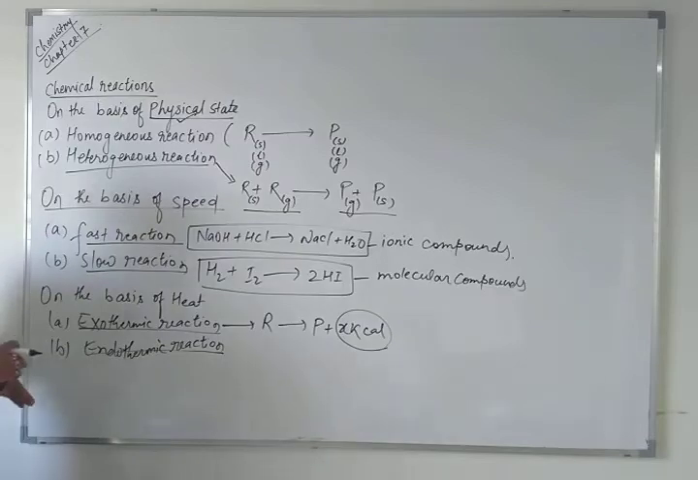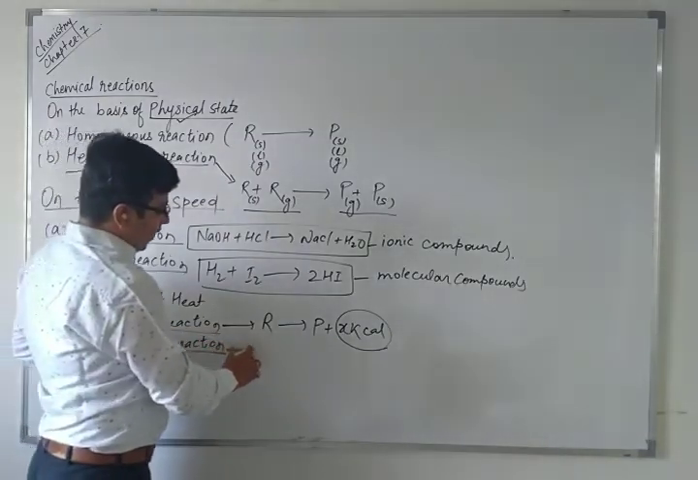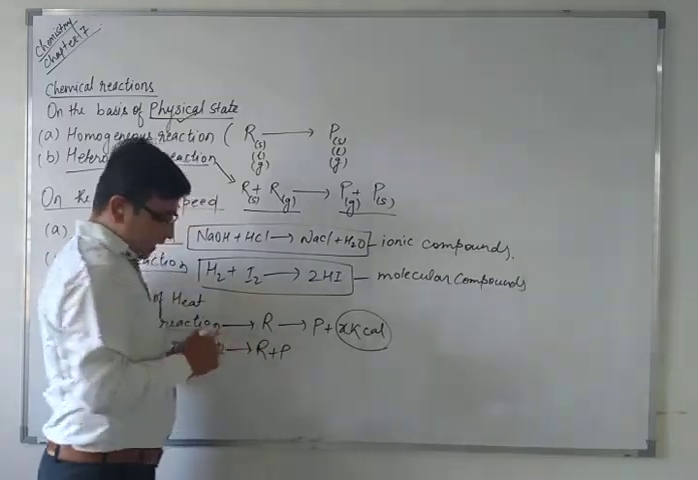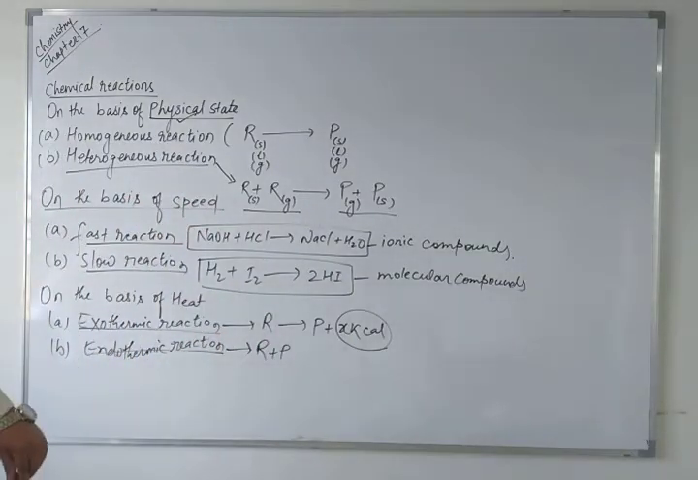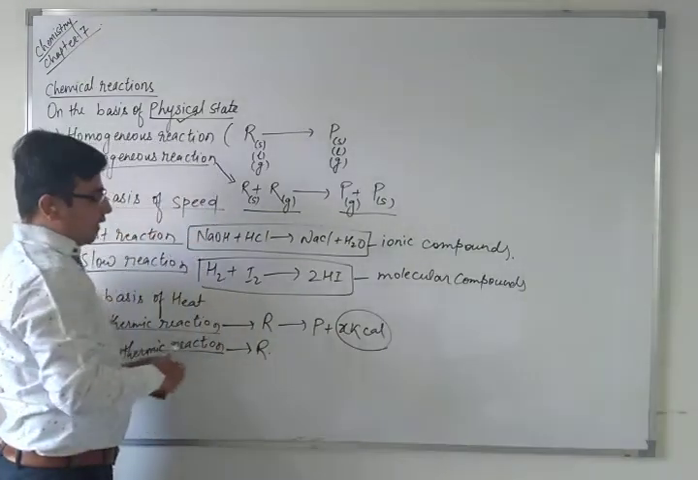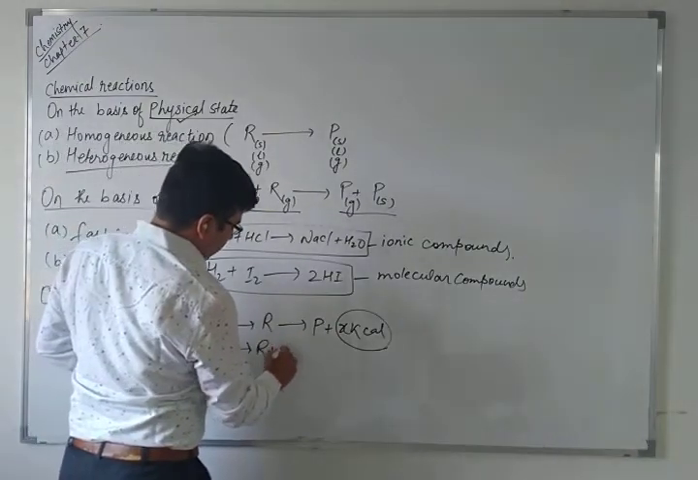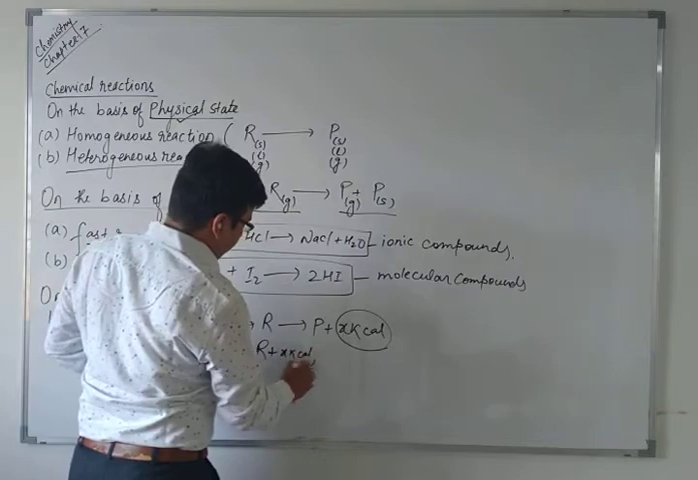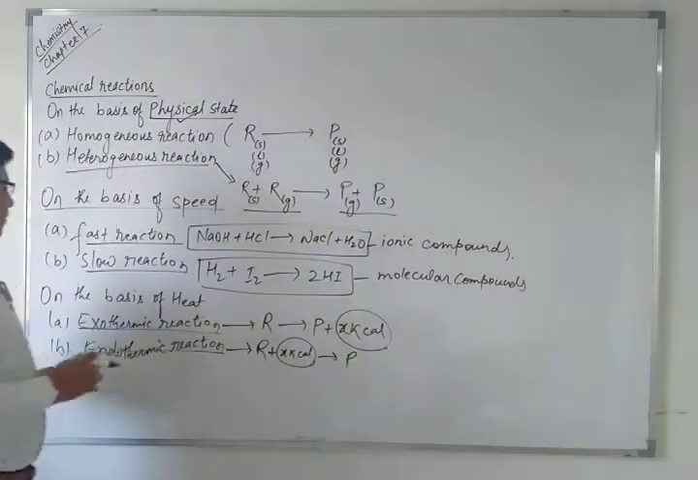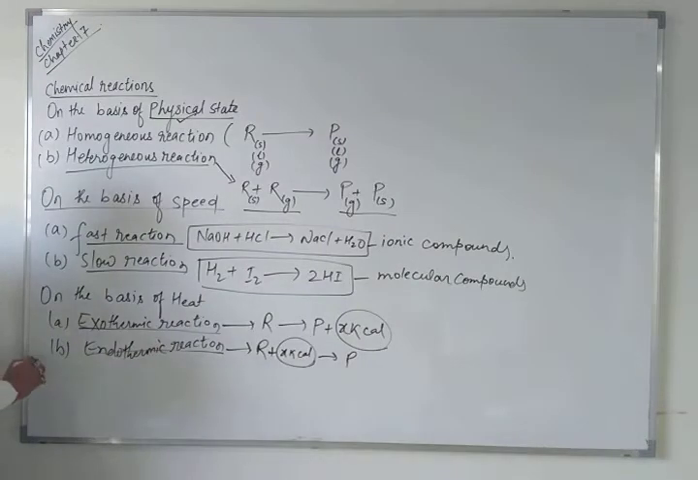And if I talk about endothermic reactions, here heat is involved. Means to form this product, the reactant will absorb the heat. Just suppose that X kilocalorie of heat is absorbed here, and then the product is formed. So there are two types of reaction on the basis of heat.